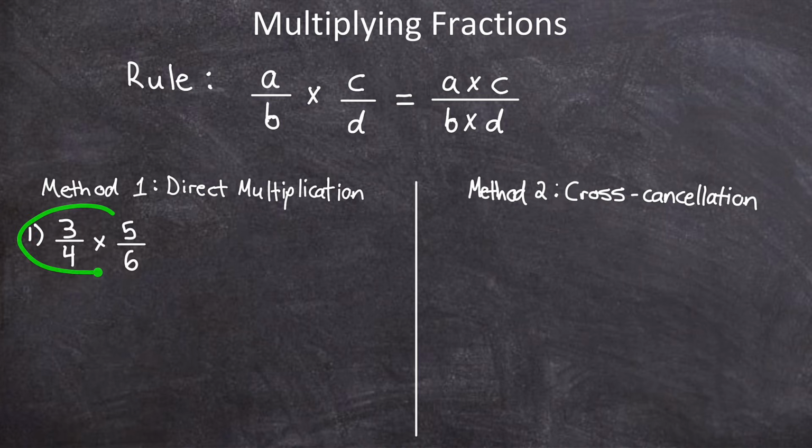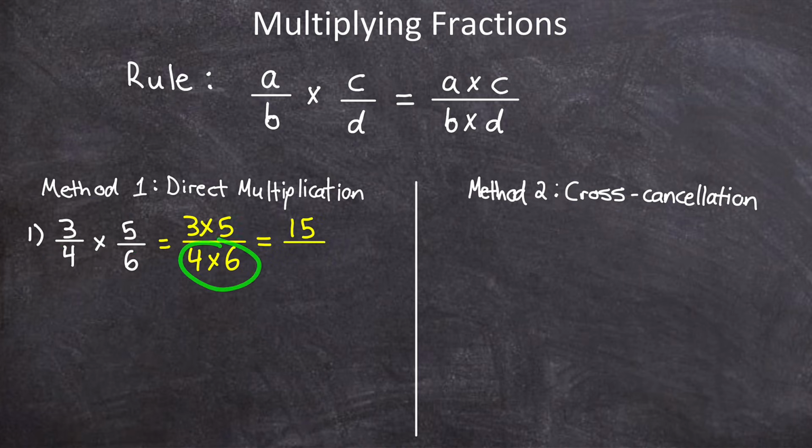Starting with example 1, where we'll use direct multiplication. To find the product of these fractions, I just have to multiply the numerators, 3 times 5, and divide that by the product of the denominators, 4 times 6. And then if I find these products, 3 times 5 is 15, and 4 times 6 is 24. But then this fraction, I have to check if it reduces. I'll check for what is the biggest number that divides evenly into both 15 and 24. And that number would be 3.